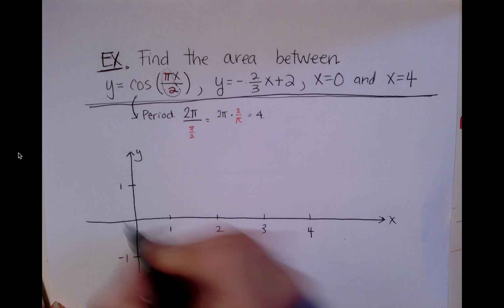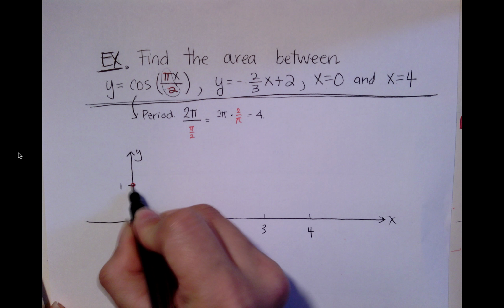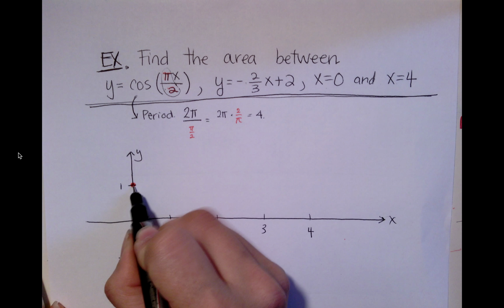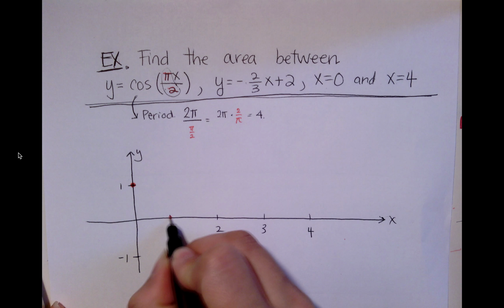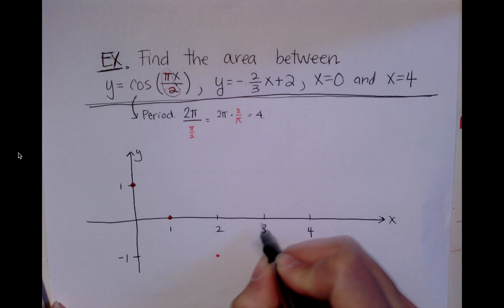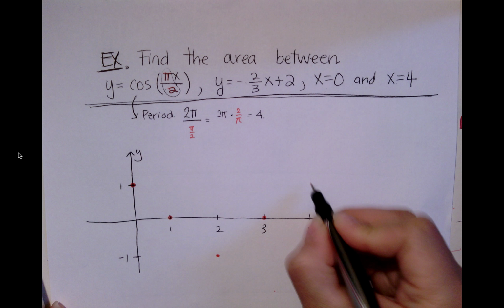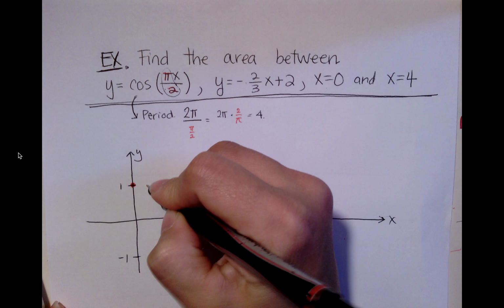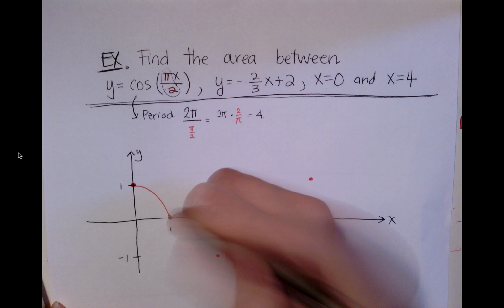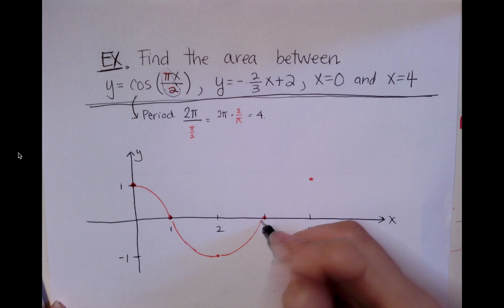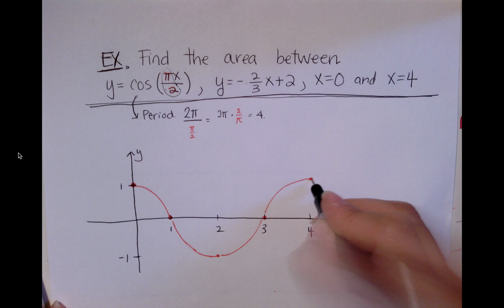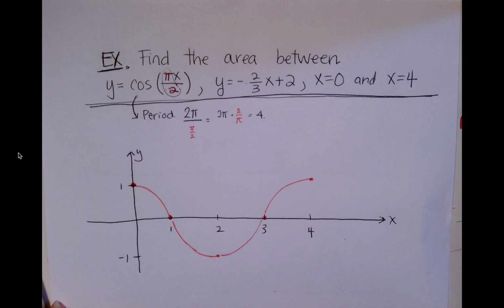And remember the cosine function, it's going to have a period of 4, so it's going to go down here, here. Okay, and that's the only thing that happened to it.